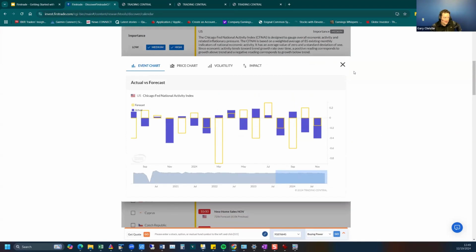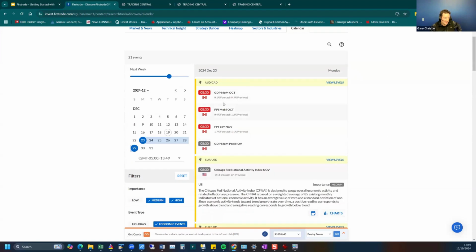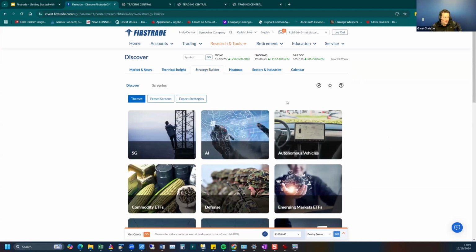So that's economic calendar. Again, a super powerful way to look at any country in 2 seconds and get the estimates and the actual data, and again, put it into your calendar. The last thing I'll show you is the strategy builder before we go.